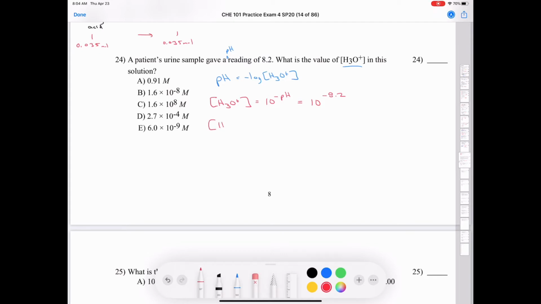And we get that our concentration of hydronium is equal to 6 times 10 to the minus 9 molar. And is that one of the answers? Yes, it's this one here. They put 6.0. In order for it to be 6.0, this would actually have to read 8.20 in order to follow the correct rules for significant figures. But we'll just say that it's close enough.